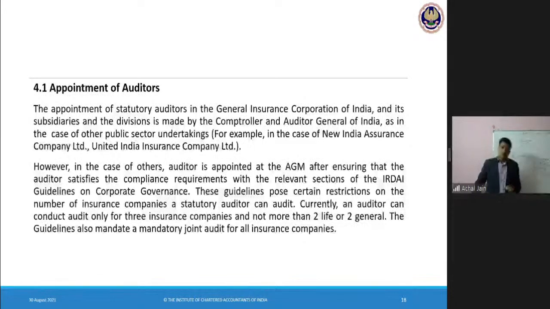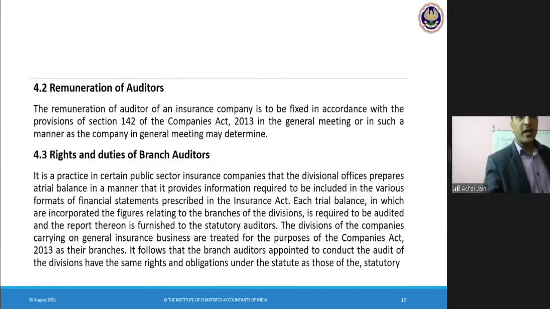Second, these 3 insurance companies cannot all be life insurance companies, or all be general insurance companies. All 3 cannot be life, and all 3 cannot be general insurance companies. Which means 2 can be life insurance companies and 1 can be a general insurance company, or 2 can be general insurance companies and 1 can be a life insurance company. So this is the combination which is required to be followed. Remuneration and all of these aspects in relation to the auditor are something which is required to be assessed.